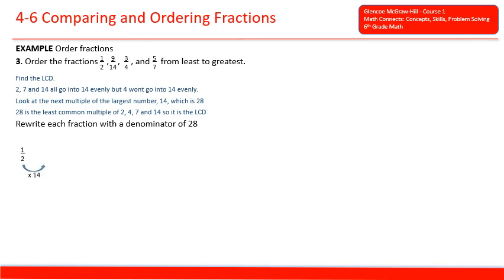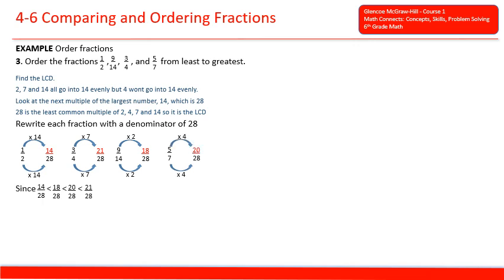So 1/2. 2 will go into 28 14 times. So we get 28. And then 14 times 1 is 14/28ths. And then for 3/4, 4 will go into 28 7 times. So we get 28 in the denominator, and 7 times 3 is 21 in the numerator. And then 9/14, 14 goes into 28 twice. So we get 28, and 9 times 2 is 18. And then 5/7, 7 will go into 28 4 times. 7 times 4 is 28. 5 times 4 is 20.